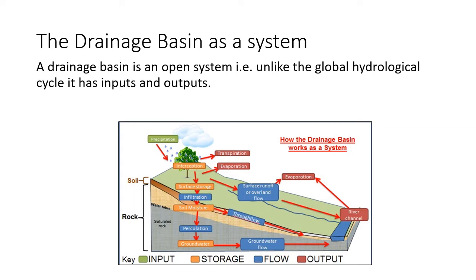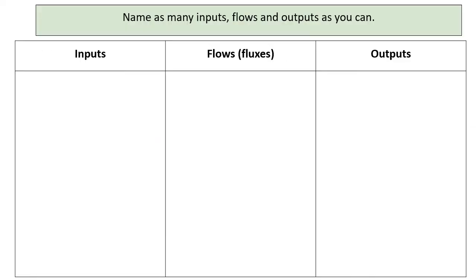Now, what I want you to do is give yourself 30 seconds, stop the video when I finish talking, and look at this diagram to see how much you can remember, because in a second, I'm going to ask you to write down how many inputs, how many flows, and how many outputs you can remember. So stop the video. When you think you've got it, let's have a look. Okay, now draw up a table that looks like this: inputs, flows, remember flows can also be known as fluxes, and outputs, and put down how many you can. When you've got it, press play and we'll see whether we've got the same list.